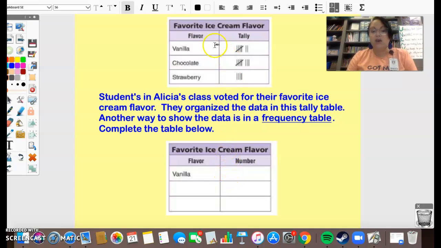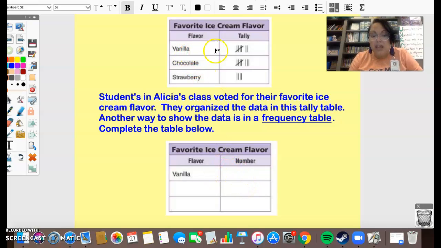So up here we have the different flavors. First of all, what's the title? Do you see how the title's the same? Favorite ice cream flavor, favorite ice cream flavor. And then our categories are almost the same. We have flavors, and then they did tallies. Well, here we're going to do flavors, and instead of tallies, we're just going to write the actual number. So this is giving us the exact same information. We're just representing it with numbers instead of tallies.